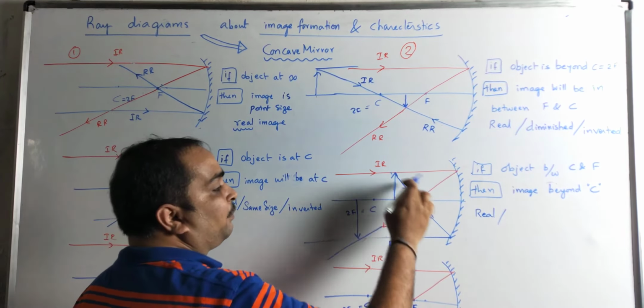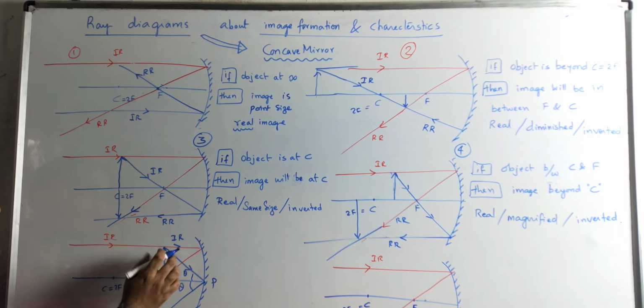So we have the fourth ray tracing technique. If you make the incident ray hit the pole at an angle theta, the reflected ray also makes angle theta with the principal axis, equal angles with respect to the principal axis. That concept I told. Now you see, these two reflected rays are parallel and they are not meeting. The incident rays are meeting. This is an incident ray, this is the incident ray, and both are meeting.